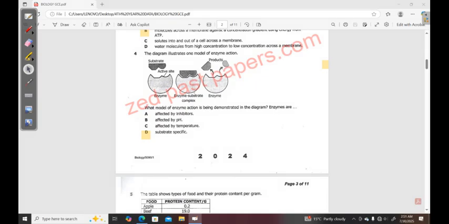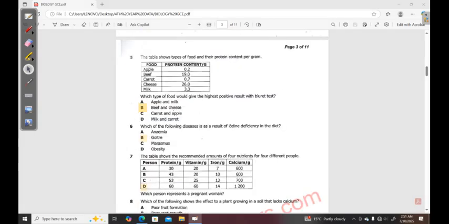Question 5. The table shows types of food and their protein content per gram. We have apple, beef, carrot, cheese, and milk. Which type of food would give the highest positive biuret test? Before we go further, what exactly is the biuret test? As you are asking yourself that, you can go ahead and read the options. A is apple and milk, B beef and cheese, C carrot and apple, D milk and carrot.